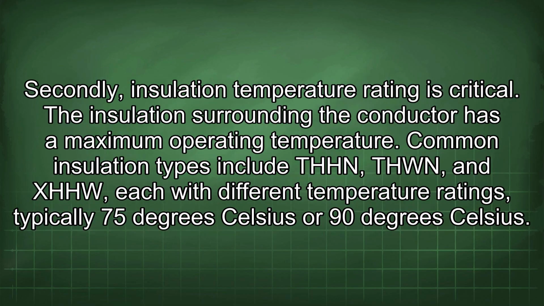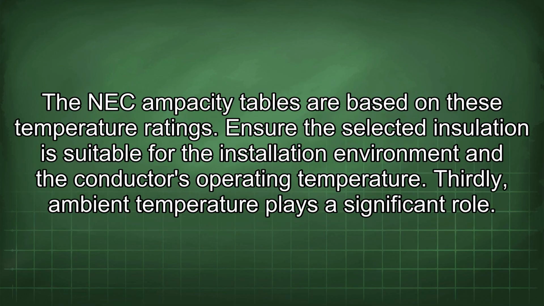Secondly, insulation temperature rating is critical. The insulation surrounding the conductor has a maximum operating temperature. Common insulation types include THHN, THWN, and XHHW, each with different temperature ratings, typically 75 degrees Celsius or 90 degrees Celsius. The NEC ampacity tables are based on these temperature ratings. Ensure the selected insulation is suitable for the installation environment and the conductor's operating temperature.